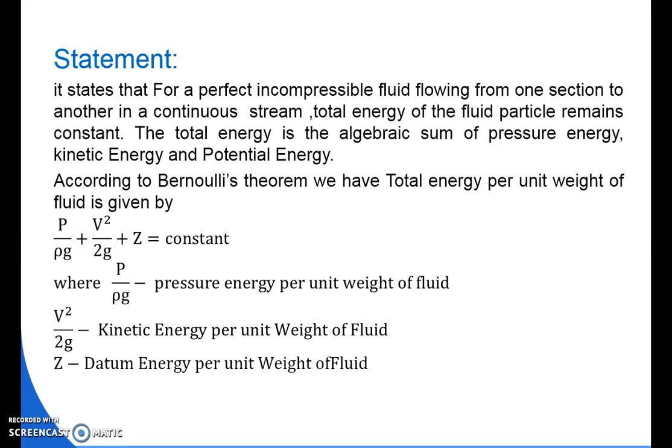According to Bernoulli's theorem, the total energy per unit weight of fluid is given by P by rho g plus V square by 2g plus Z is equal to constant, where P by rho g is known as pressure energy per unit weight of fluid, V square by 2g is known as kinetic energy per unit weight of fluid, and Z is the datum energy per unit weight of fluid.